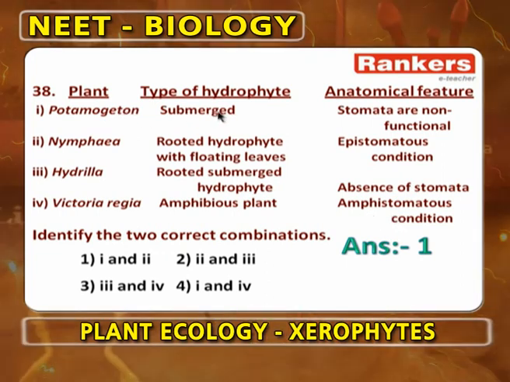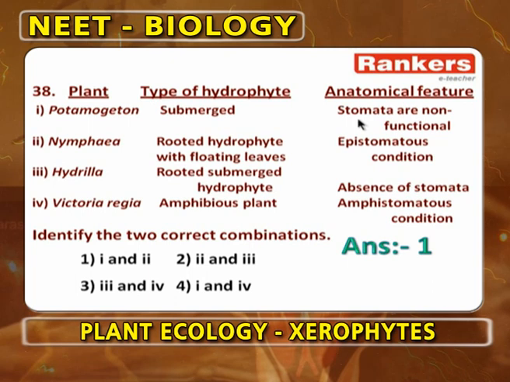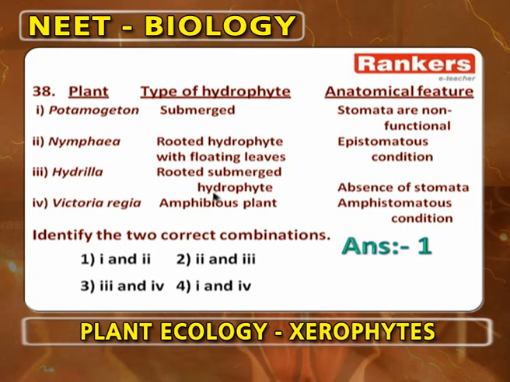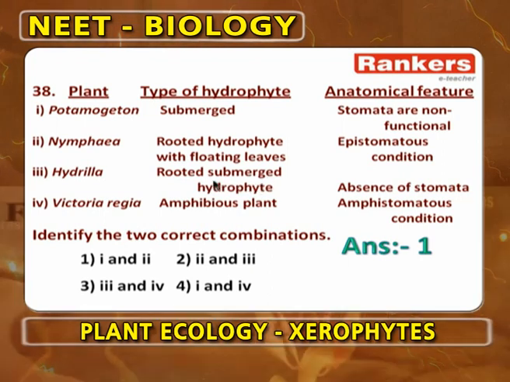Potamogeton, submerged plant, stomata are non-functional is correct. Nymphaea, rooted hydrophyte with floating leaves, epistomatous condition is correct. Hydrilla, rooted submerged hydrophyte, absence of stomata is wrong. It is not rooted, it is just a submerged suspended hydrophyte with poorly developed roots.